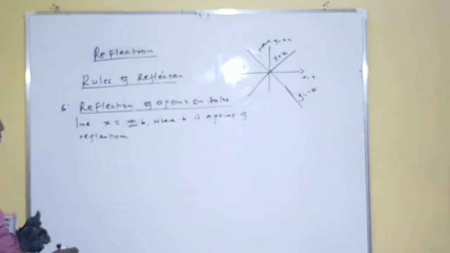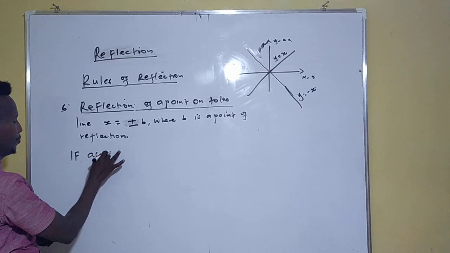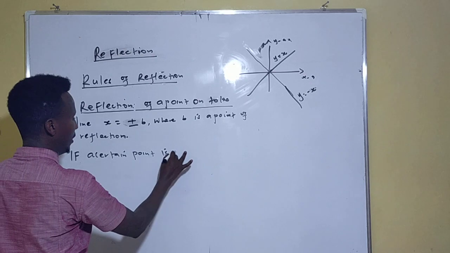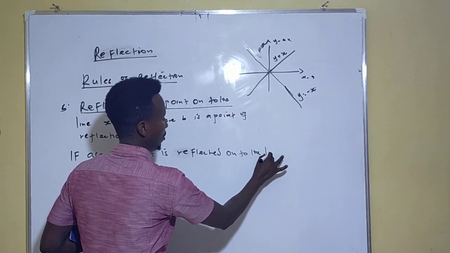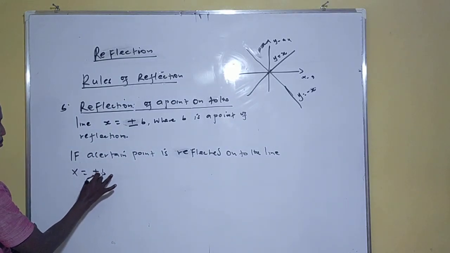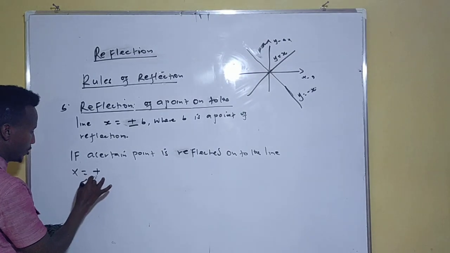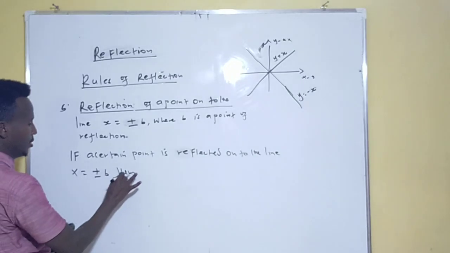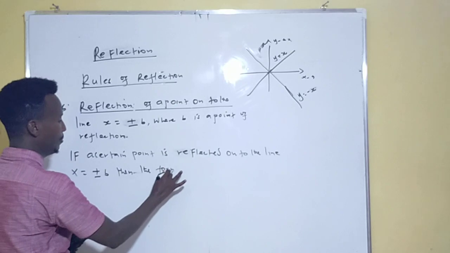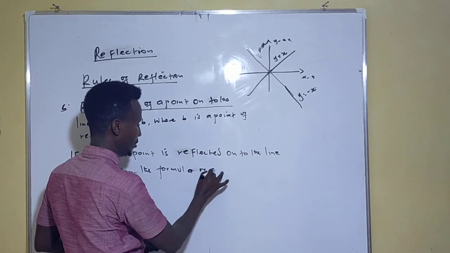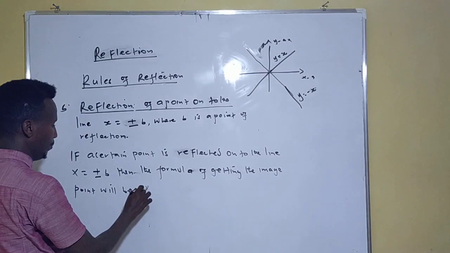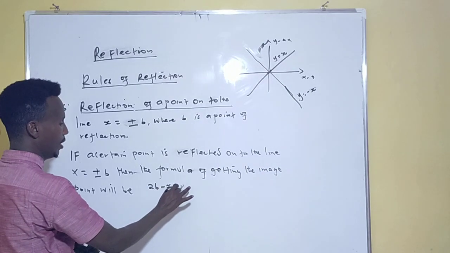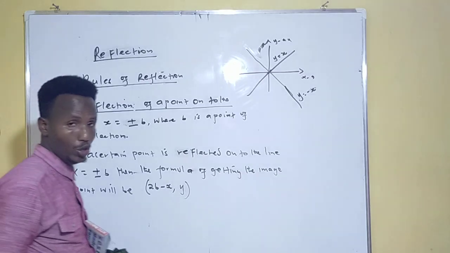Okay? So now, if a certain point is reflected onto the line x is equal to plus or minus b, then the formula of getting the image point will be 2b minus the x coordinate, comma, y.